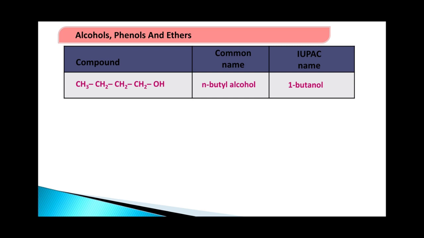Now I will go for the 4 carbon atoms, CH3, CH2, CH2, CH2OH, that is butyl alcohol. The IUPAC name is 1-butanol or butan-1-ol.